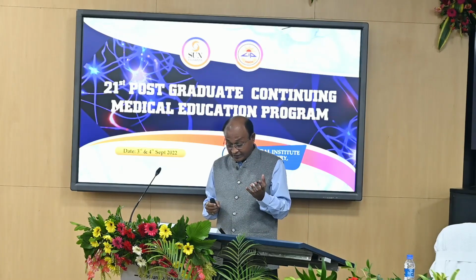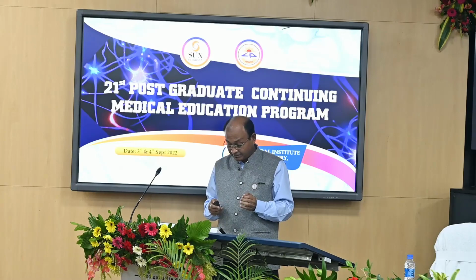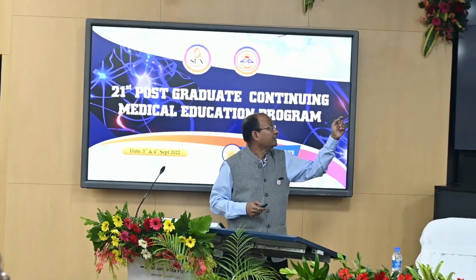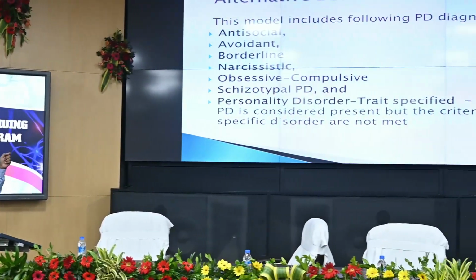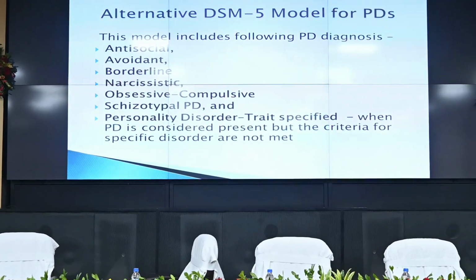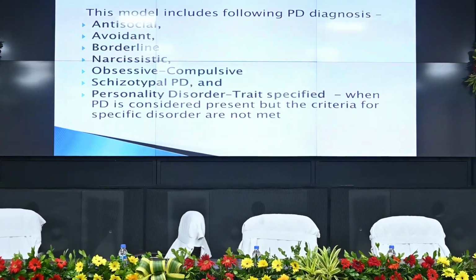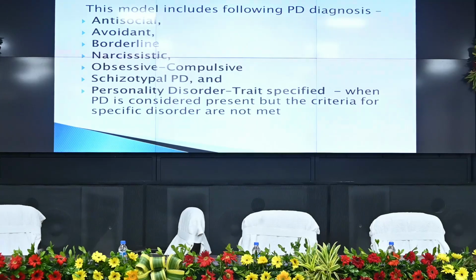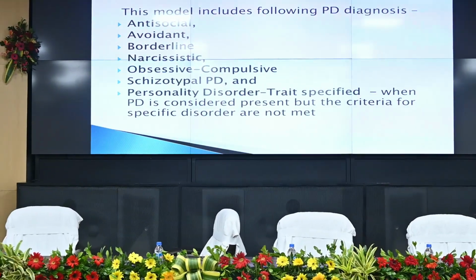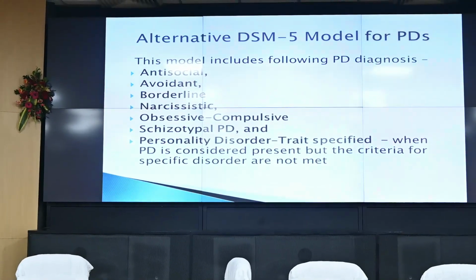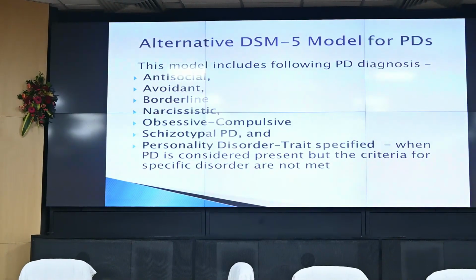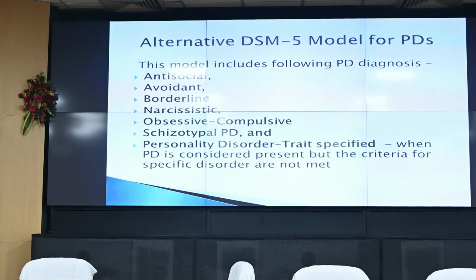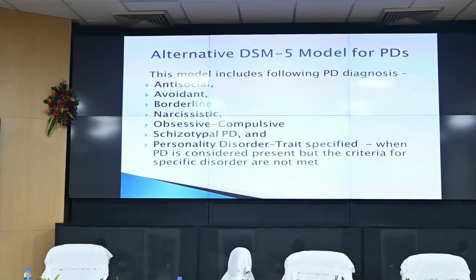So in the alternative model, impairment in personality functioning and pathological personality traits are important. In DSM-5 it actually includes the following PDs: antisocial, avoidant, borderline, narcissistic, obsessive compulsive, schizotypal, and personality disorder trait specified. This is a very new term that has been included. When some things you cannot include, you can always say that it is a personality disorder trait specified, but the trait has to be included here. So paranoid and histrionic, which were not included, can be included here actually.